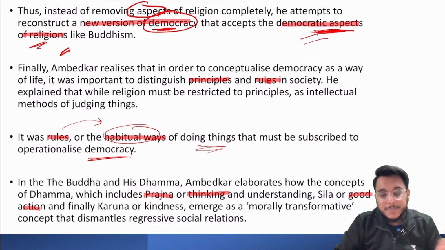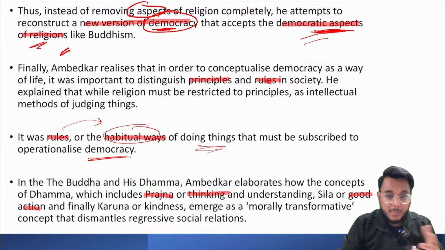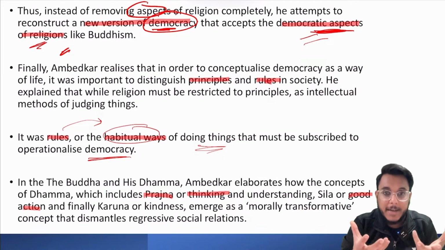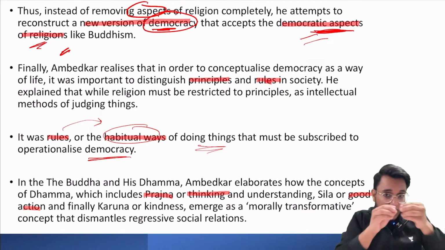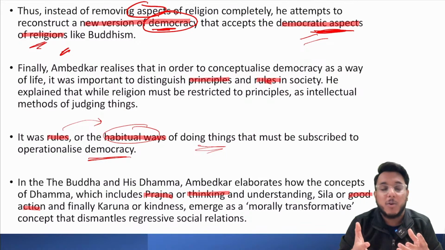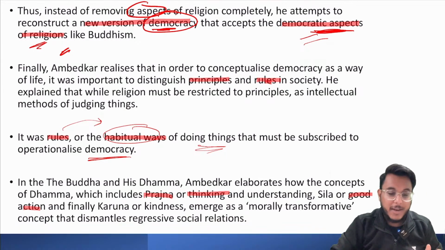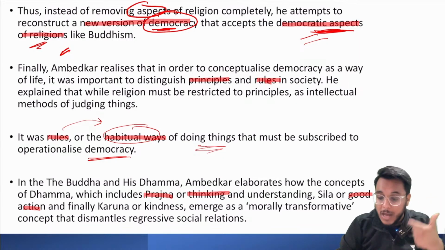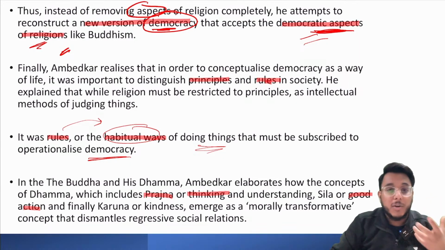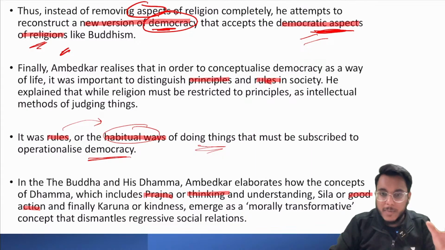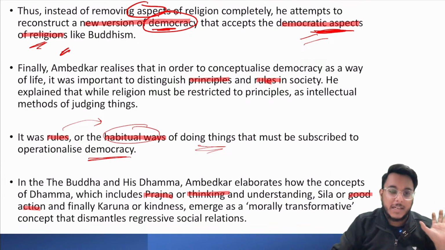So basically, guys, when we talk about the laws and the rules by which the democracy is actually governed, these particular things should not be derived out of religion. Religion should only be restricted to certain principles, and rules are something which should be focusing on the operationality of democracy, and that should be taken up through rationality, logicality. Legislature should be there and it should do that thing.